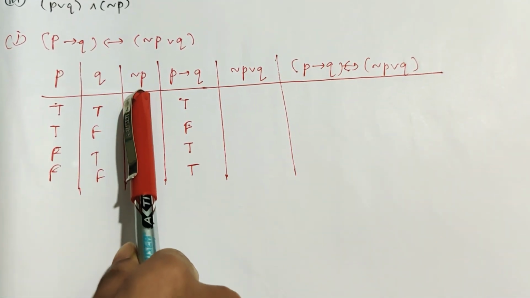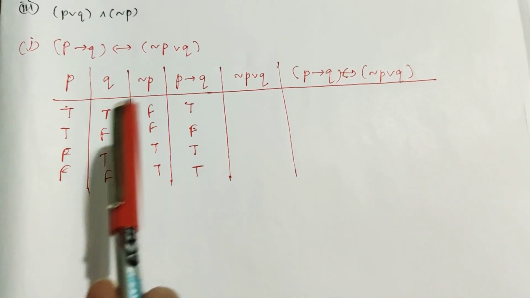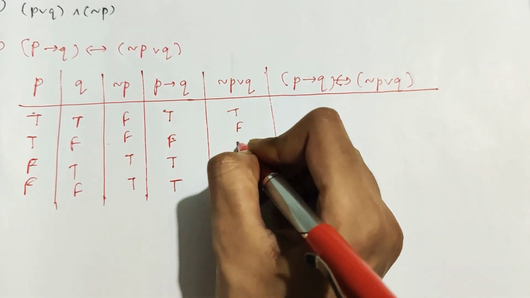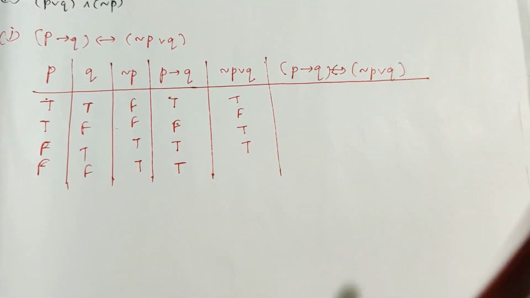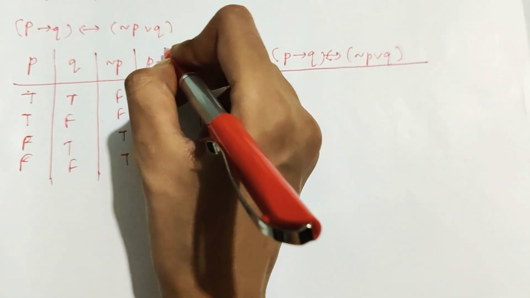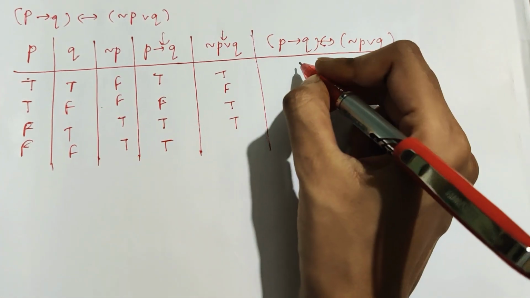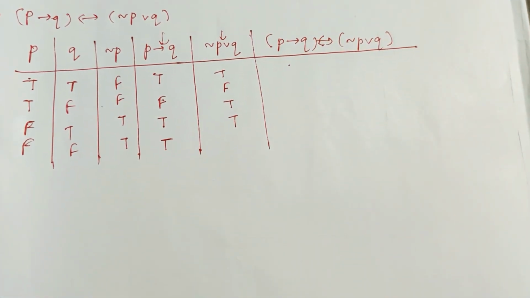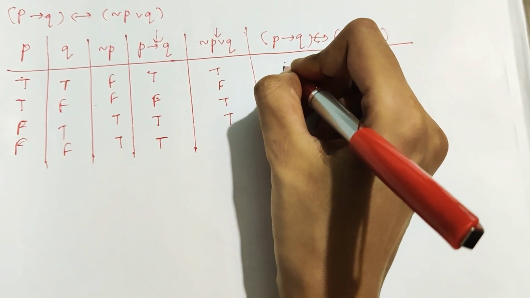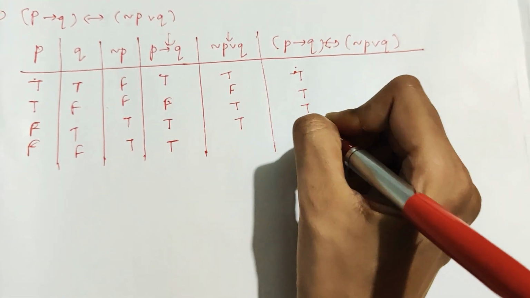Negation P or Q, or means any one value should be true, or both of the values should be true, then we will write true. So here true, false, true, true. Then the last, we have to compare this column and this column. So double implication means what? Both the values should be same, otherwise we will write false. So true and true, both the values are same, true, true, true, true.